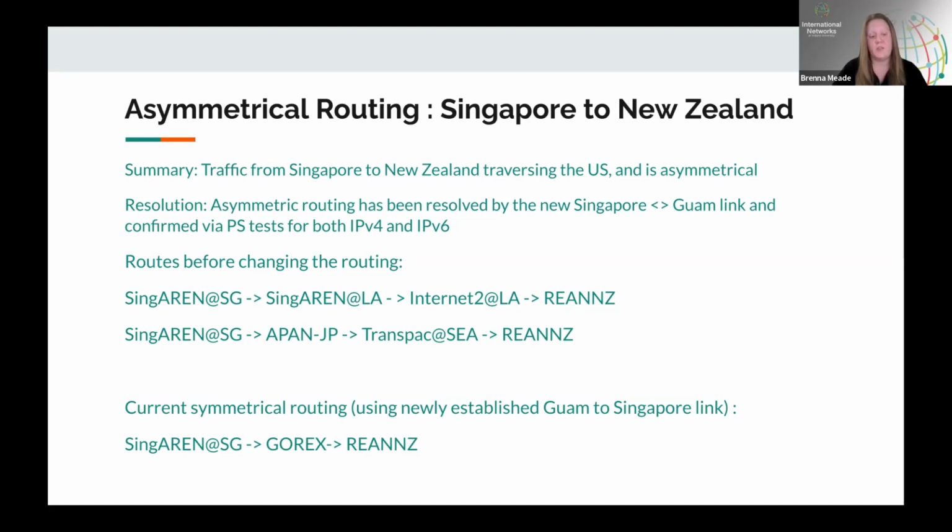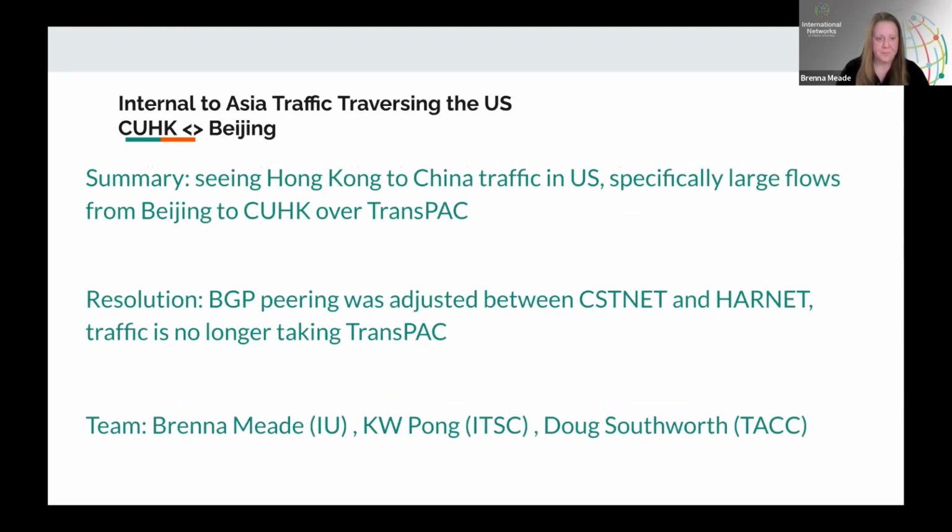Really, when we started to dig into it, we realized that this traffic should actually be passing through GOREX. That would be the shortest round trip time and the best performance for this traffic. So we worked with engineers at SingAREN and GOREX to change the peering so that this now uses the shorter path, the shorter round trip time path, which is Singapore to GOREX to REANNZ. We saw a significant increase in performance when we fixed this, and that was just a good example of members of the community coming together to fix a performance issue that had to do with asymmetrical routing.